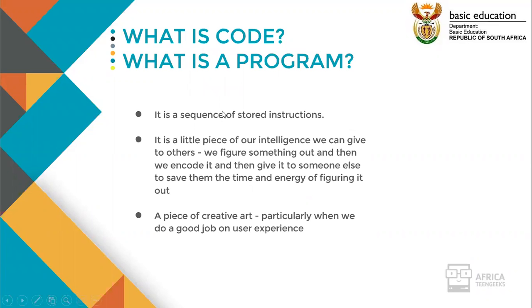What is code and what is a program? Well, code is a sequence of stored instructions. That means it's a step-by-step way of solving a problem. It is a little piece of our own intelligence we can give to others. We figure something out and then we encode it and then give it to someone else to save them time and energy to figure it out. So if you find, let's say, a problem that you solved that you found easy, you'd normally help somebody else out by giving it to them instead of waiting for them to struggle and looking at them.